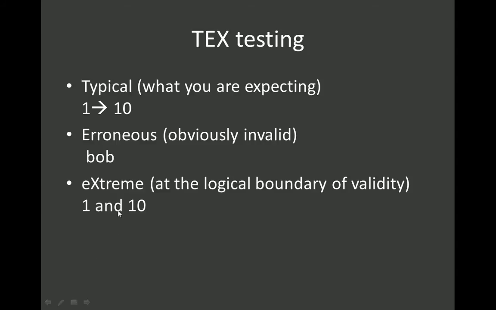For this particular example, because I've just asked for a number between 1 and 10, obviously 1 to 10 would be typical values. Erroneous would be something that would definitely throw an invalid, in fact it would throw an exception, something like Bob. I guess 100 or 50 would also be erroneous in this case, and extreme is going to be the numbers 1 and 10 because they're just at the logical boundaries of validity.